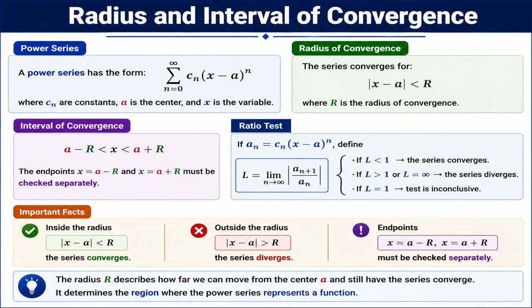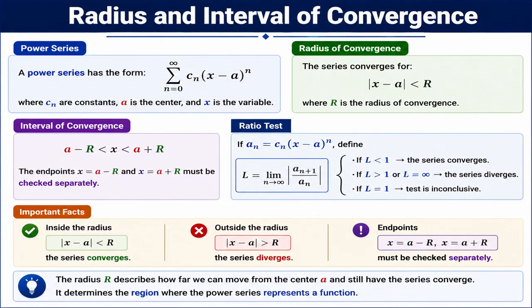The general form of a power series is shown here. The coefficients are constant and the variable appears with increasing powers. A power series behaves like an infinite polynomial. A power series usually does not converge for all values of x. Instead, there is a region where the series converges. This region is determined by the radius of convergence.